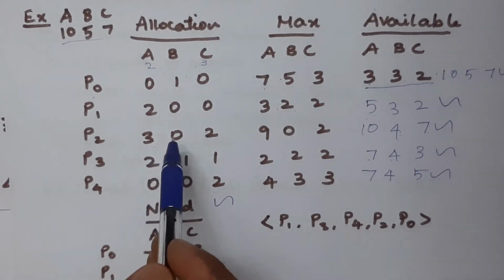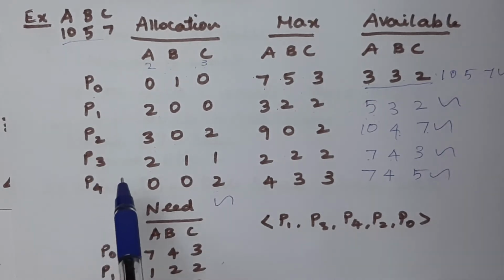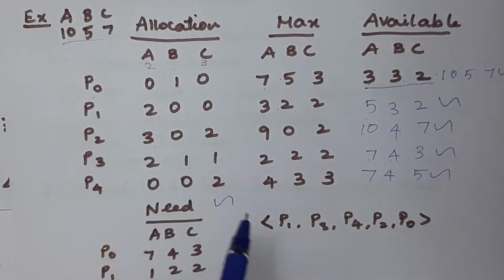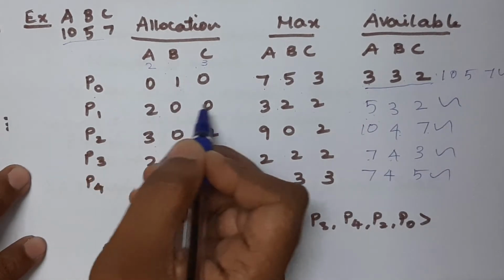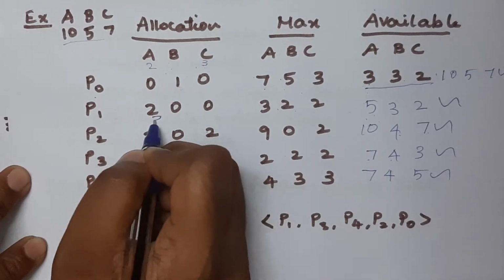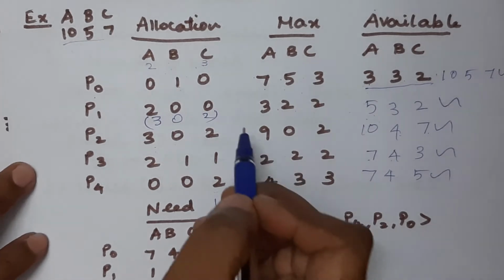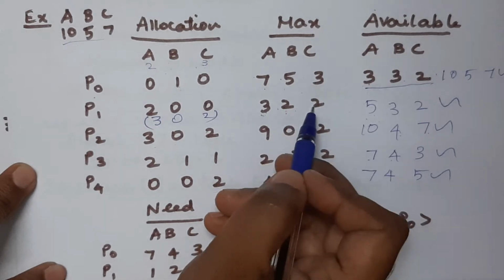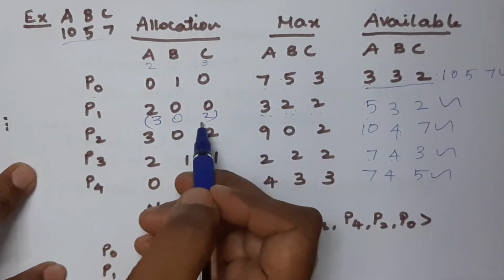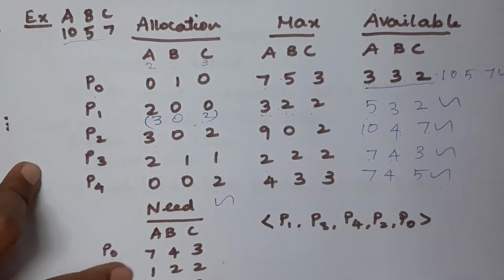But if the request has been changed by any of the processes, for example, for the P1 process, instead of this 200, it is requesting 302. It is requesting 302. So what happens here? From the maximum requirement, it is requesting 302. In the first step we need to check whether it is less than need. So what is the need value? It is 122.